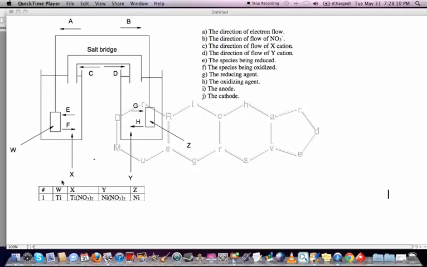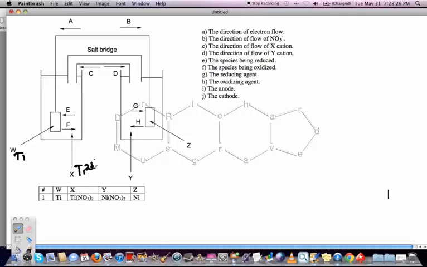And we can go ahead, I think, and just maybe put labels on these so that we're more familiar with exactly what each of these is. So W is titanium metal. X is Ti2+, and we know this because NO3 is negatively charged. There's two NO3s, which means that's -2, which makes a Ti positive 2. The nickel is 2+ as well, and Z is the nickel.